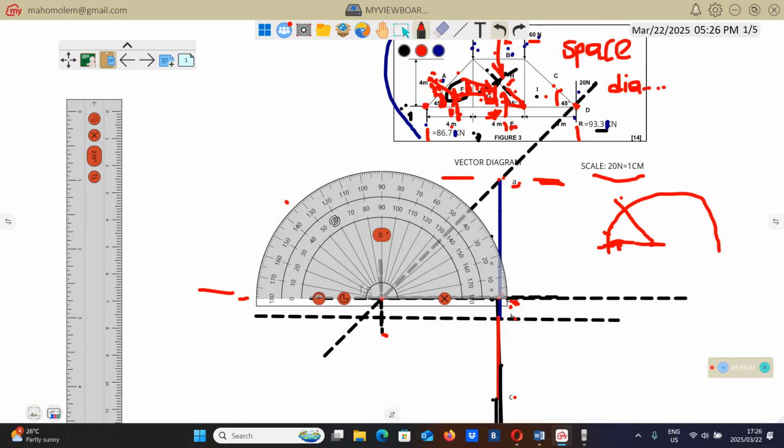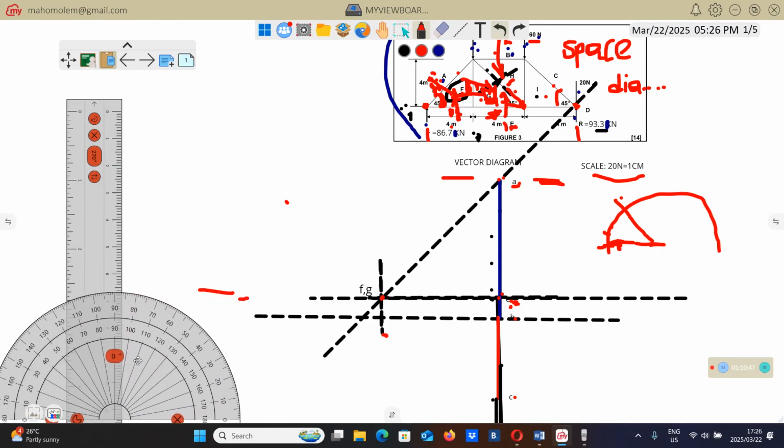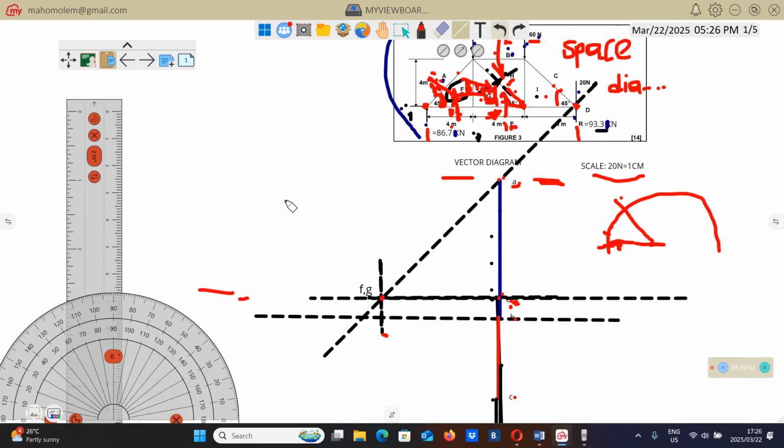After marking 45, you remove the protractor. Then you draw a construction line from this red line. The angle of 45 will have to cross there, like this.